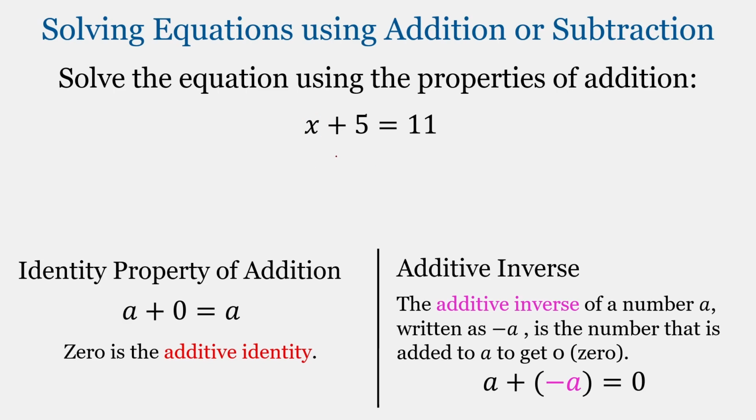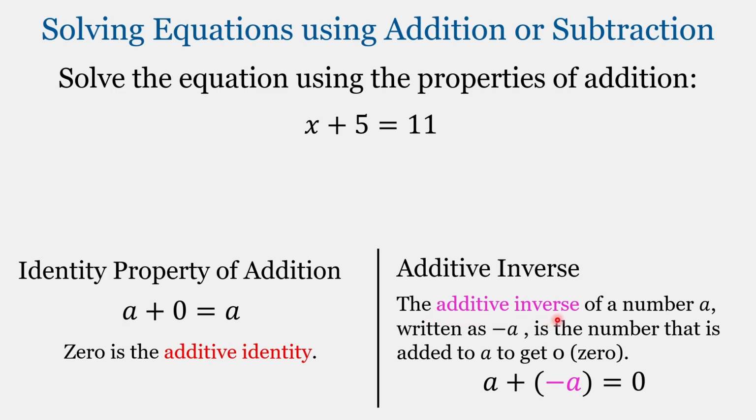In the previous lesson, we focused on solving equations like this using a few properties of addition. One property is the identity property of addition. And we call 0 the additive identity because when we add 0 to any number, that number is returned. So our goal is, instead of having x plus 5, we would have x plus 0, and that is x. Well, how do we turn 5 into 0?